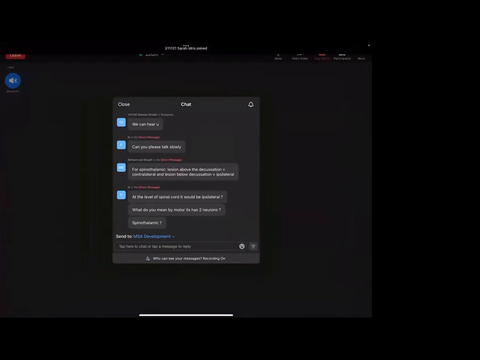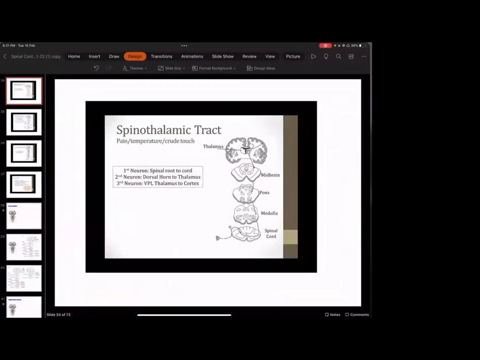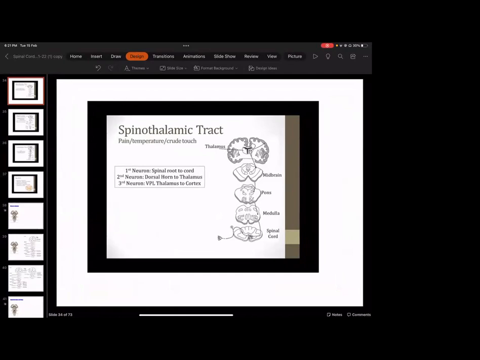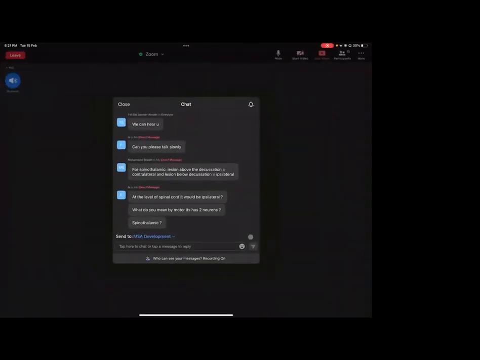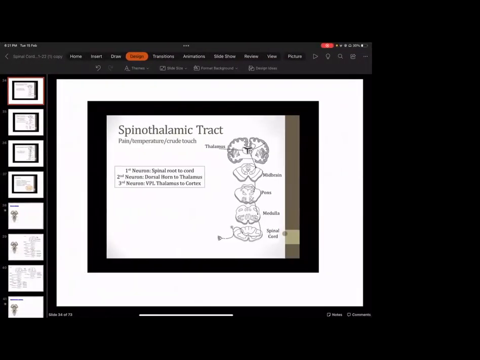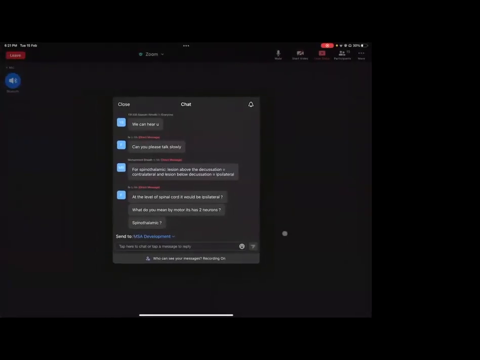Okay, that'll be explained when it comes to the spinothalamic tract. For the spinothalamic tract, below the level of the lesion, it's going to be contralateral. At the level of the lesion, it's ipsilateral. Does that make sense?